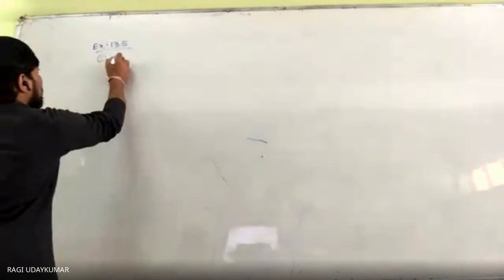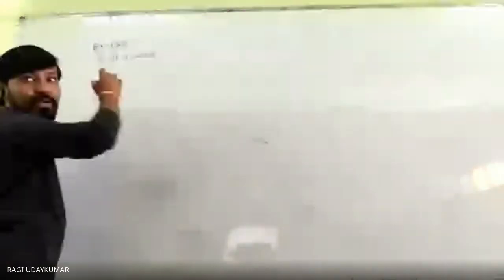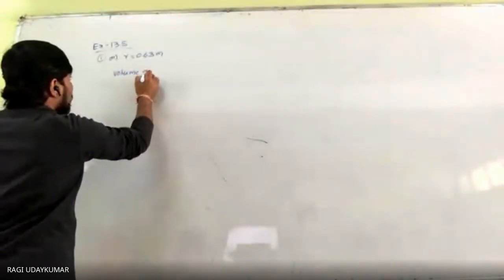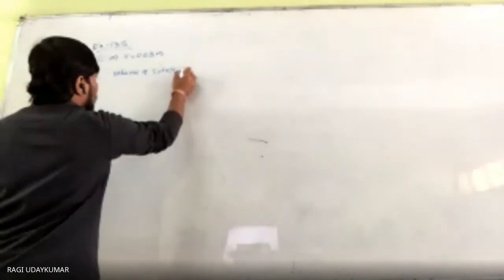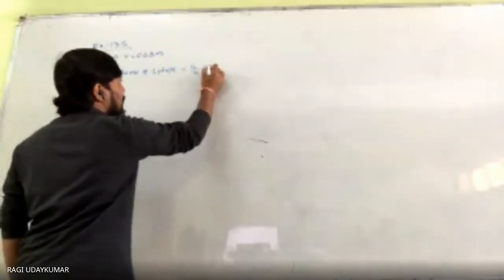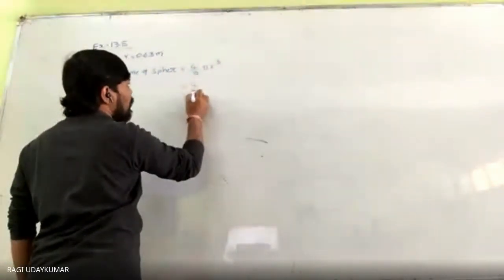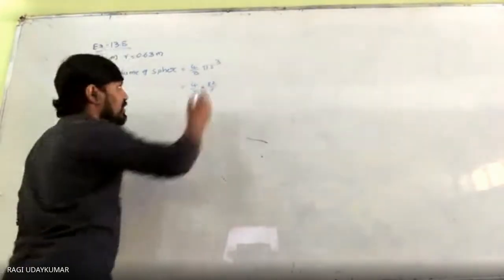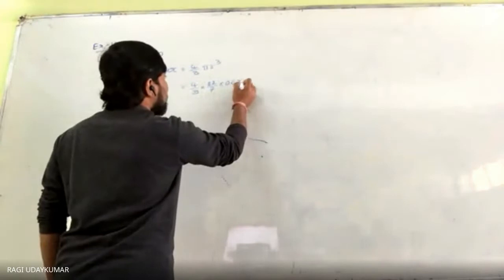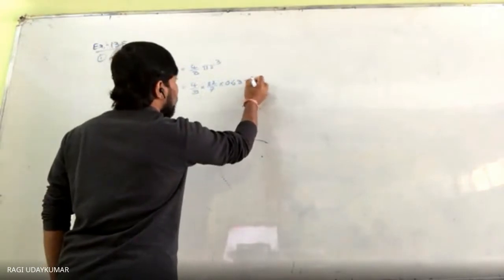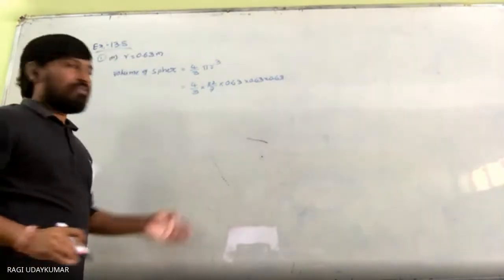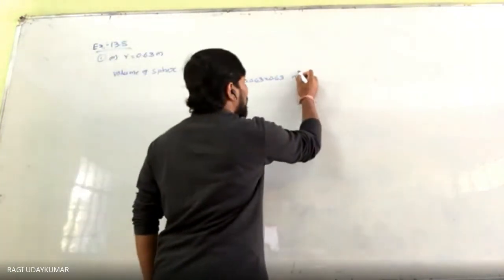Second question: the radius is equal to 0.63 centimeters or meters. Meters is given to you. So the volume of the sphere is equal to 4 by 3 pi r cube, which is equal to 4 by 3, pi value is 22 by 7, and 0.63 into 0.63 into 0.63. What is the final answer you are going to get? Meter cube.